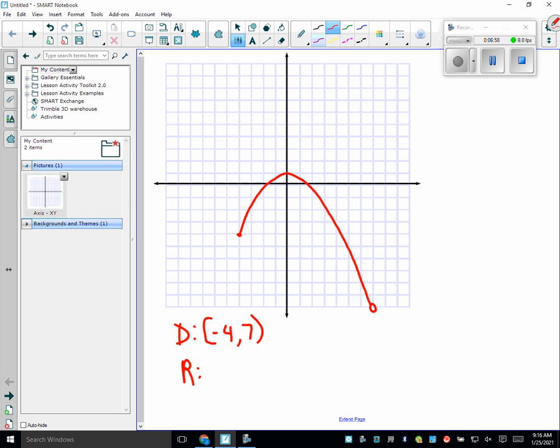What about range? What's the lowest it goes? Negative 10. -10 with a bracket or parenthesis? Parenthesis. How high does it go? 1, with a bracket.